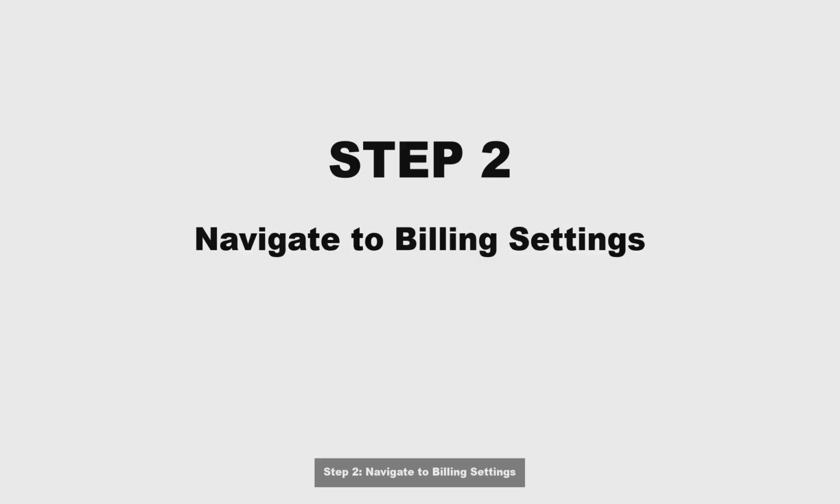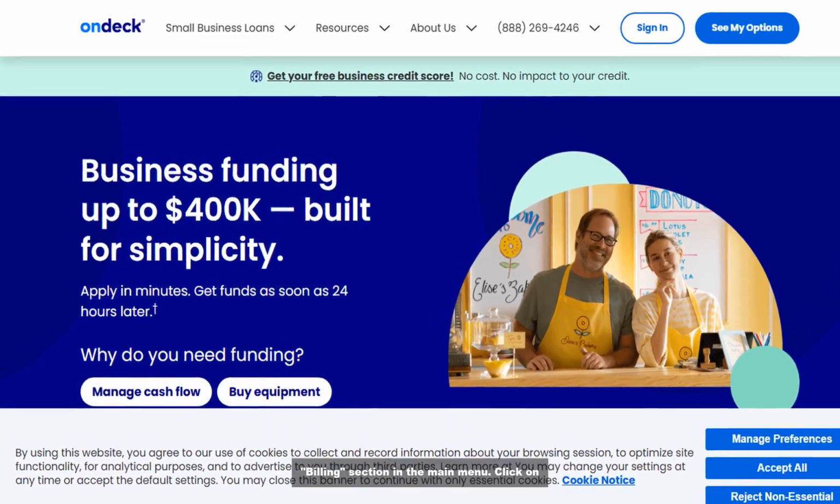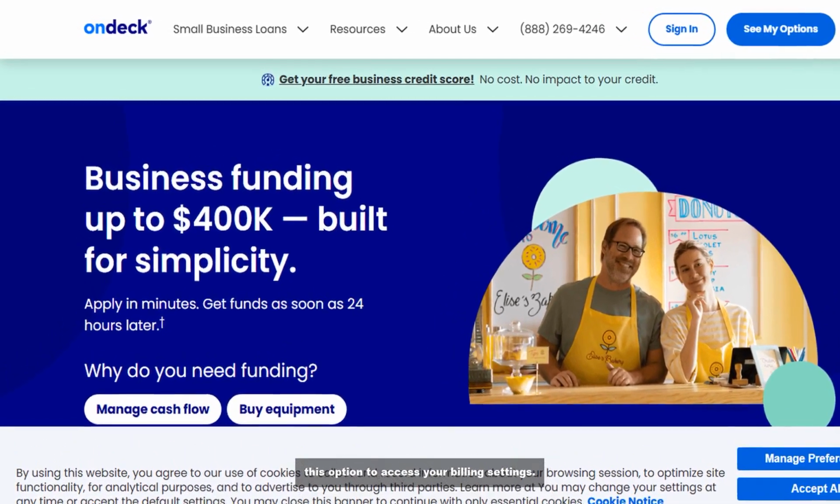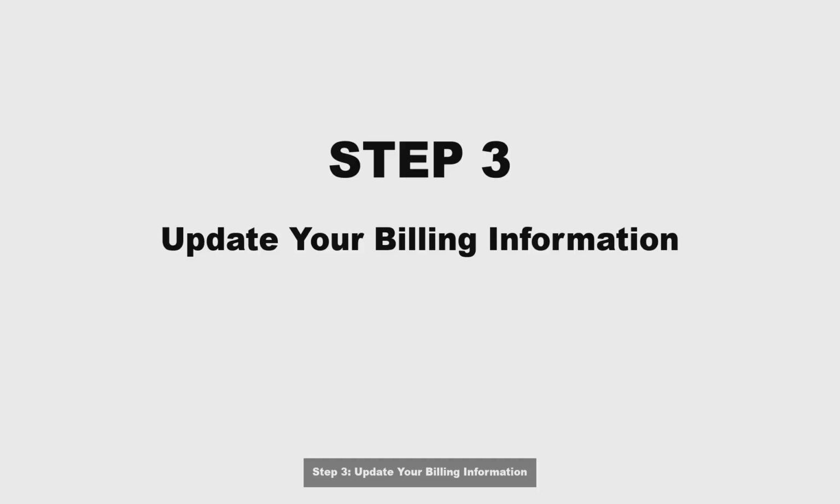Step 2. Navigate to Billing Settings. Once logged in, look for the Account or Billing section in the main menu. Click on this option to access your billing settings. Step 3. Update your billing information.